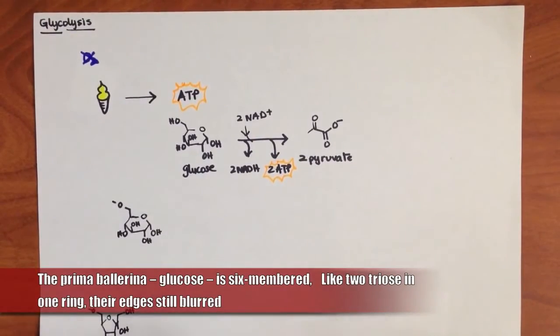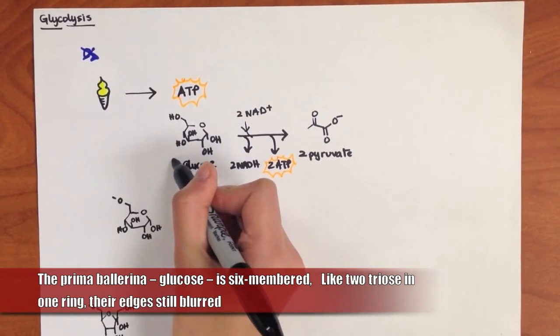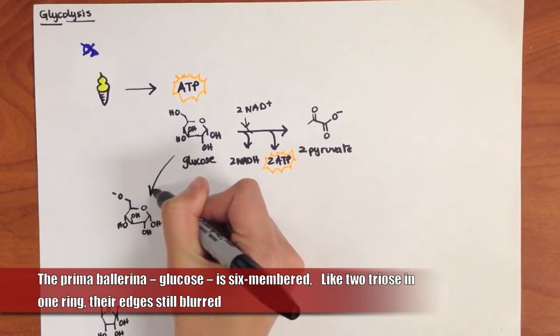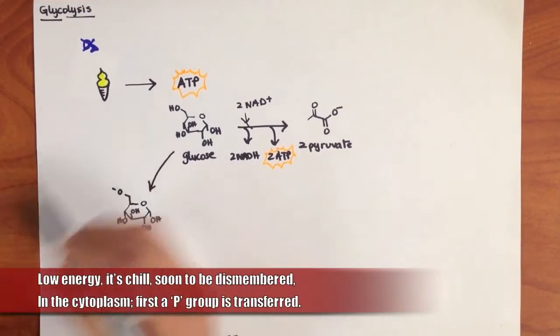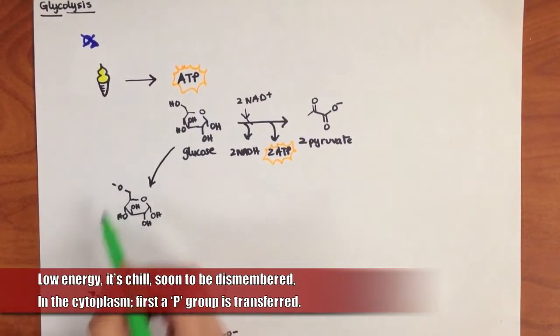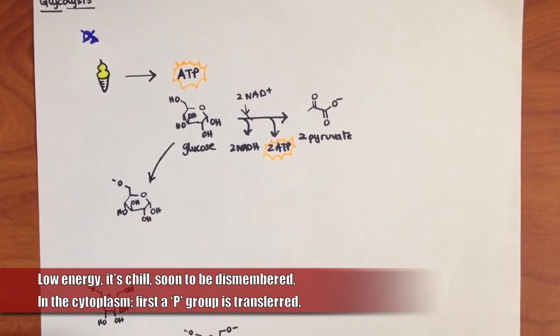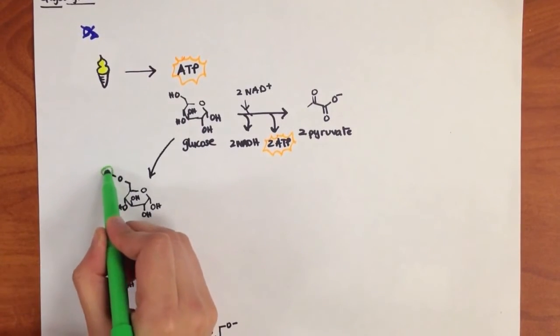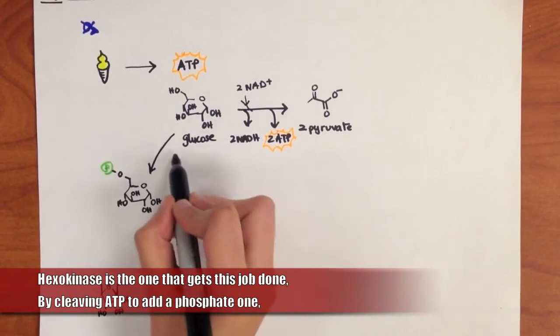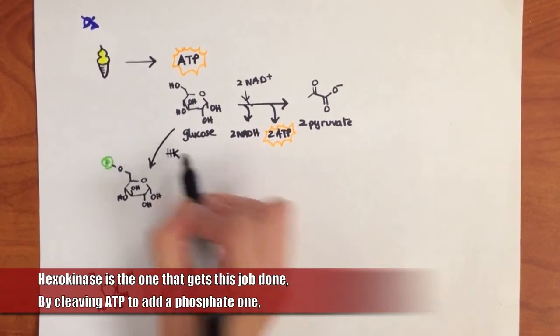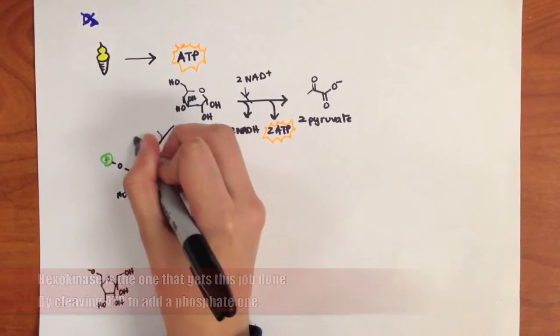The prima ballerina, glucose, is 6-membered. Like 2 trios in 1 ring, their edges still blurred. Low energy, it's chill, soon to be dismembered. In the cytoplasm, first a P group is transferred. Hexokinase is the one that gets this job done by cleaving ATP to add a phosphate 1.